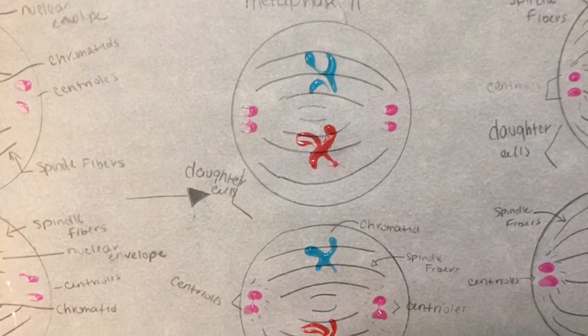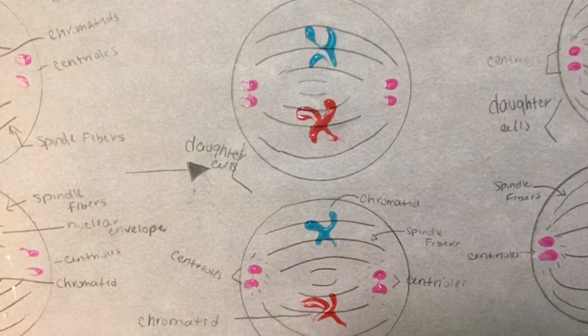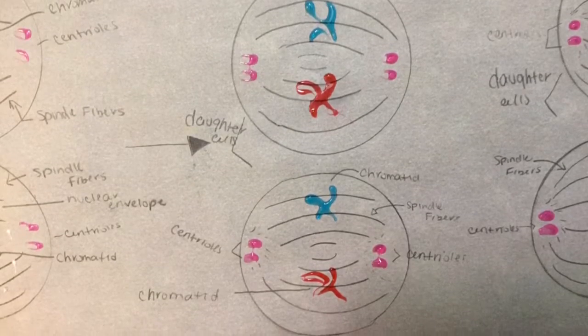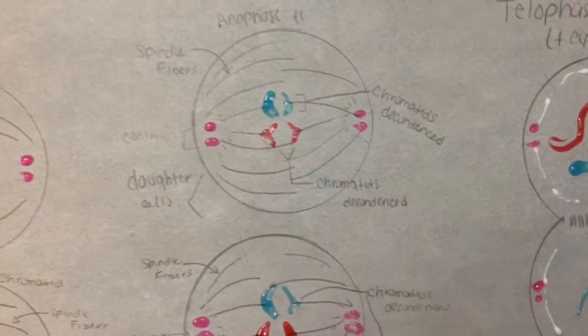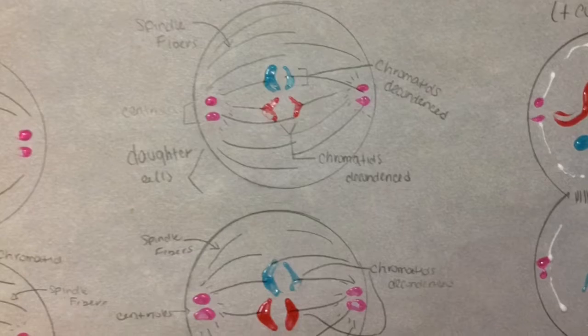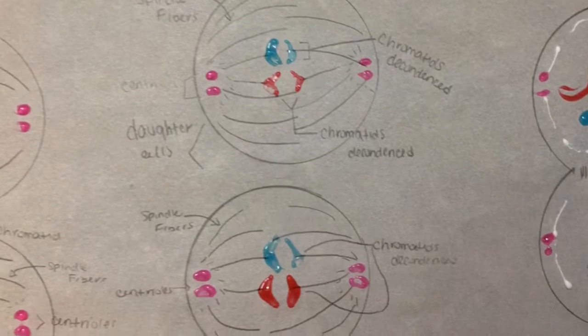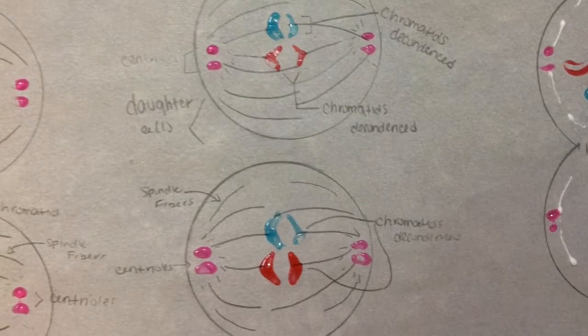Metaphase II, the second stage of meiosis II. During this stage, the chromosomes line up individually along the metaphase plate. Anaphase II, the third stage of meiosis II. During this stage, the sister chromatids separate and are pulled towards opposite poles of the cell.